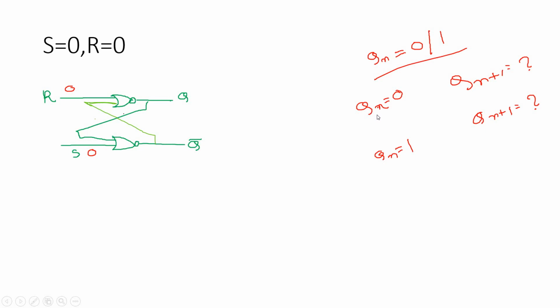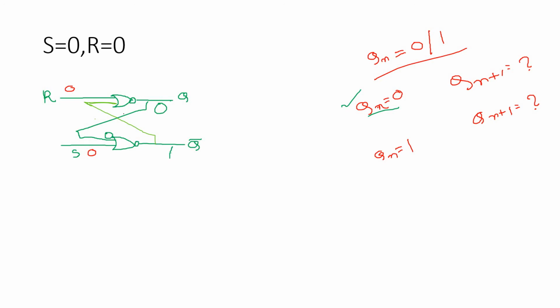Qn denotes the previous value of the output. Qn is 0 means Q bar of n is 1, and Q of n plus 1 indicates the future value of this latch. Now if you analyze very carefully, first suppose let us take Qn equal to 0. Suppose previously somehow this Q was 0. If it was 0, then this 0 will come via the feedback path, and this will come here. Now for the second NOR gate, what is happening? Both the inputs are 0. As both the inputs are 0 for this NOR gate, what will be the output?